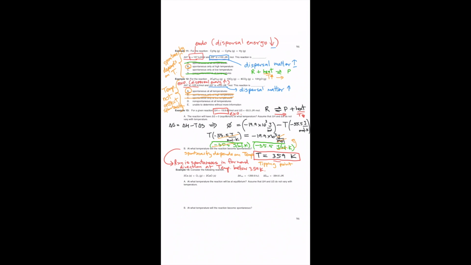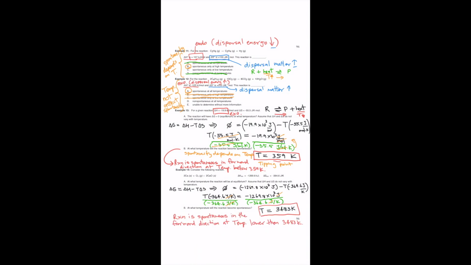Let's pause the video and complete example 14. Resume the video again when you finish. For example 14, do the same thing as we did in example 13. You are going to use the delta G equation and replace delta G with 0 because the question asks for the temperature at equilibrium. You will need to know that at equilibrium delta G is equal to 0.